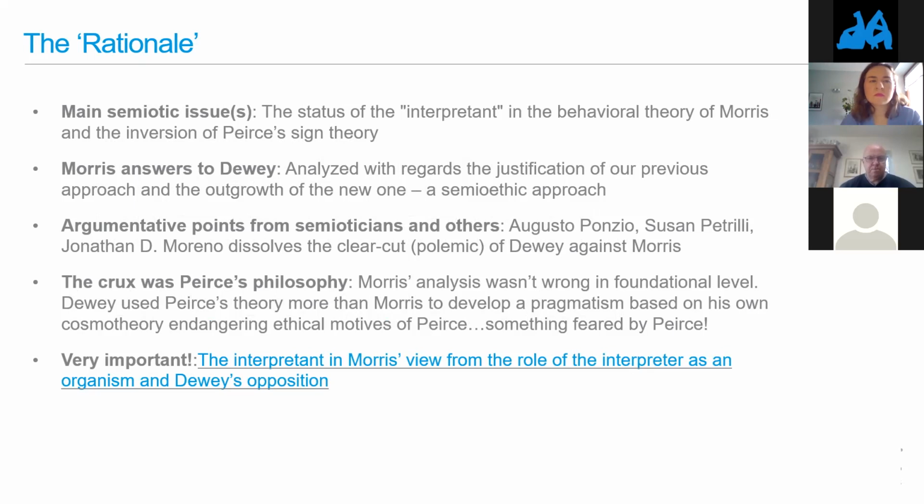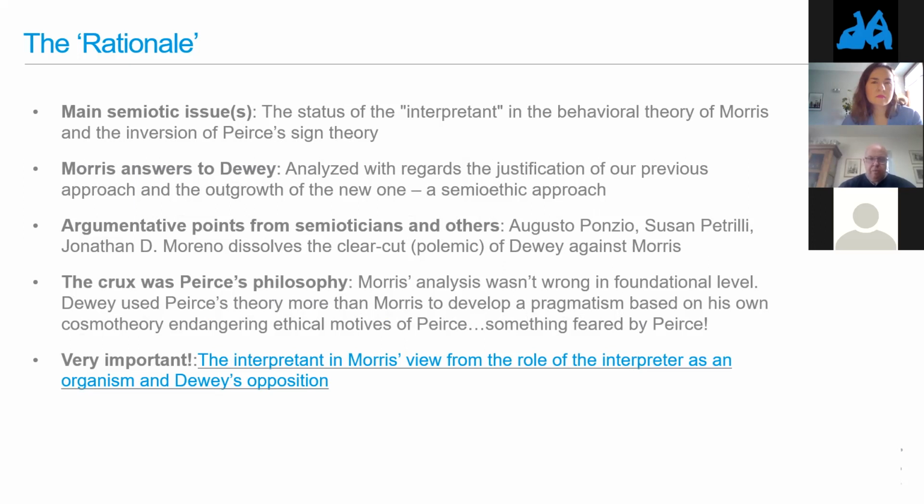In our paper, we acknowledge that the crux concerning the Dewey-Morris dispute, besides Morris' correctness on a foundational level, contains the problem of the usage of Peirce's theory by Dewey towards wrong directions, a philosophy and cosmotheory endangering Peirce's own ethical motives. This is something confessed by Peirce himself, who actually blamed Dewey as one of the kidnappers of his theory.